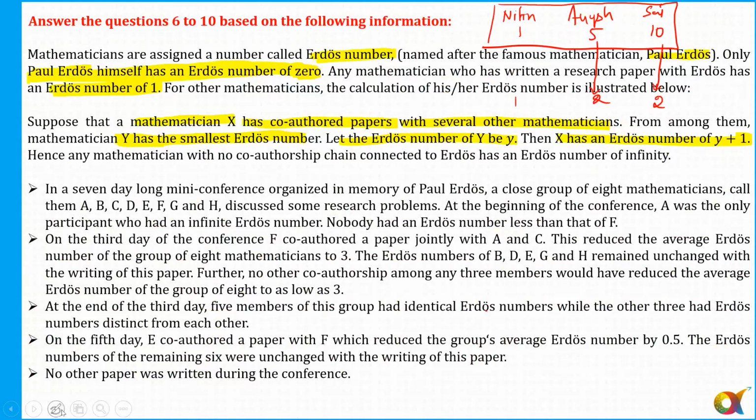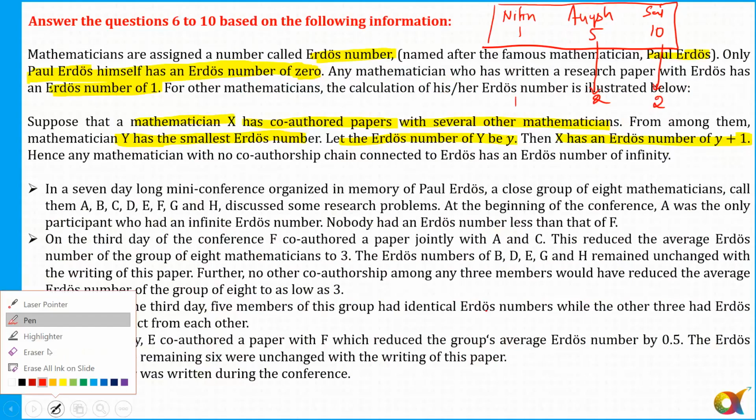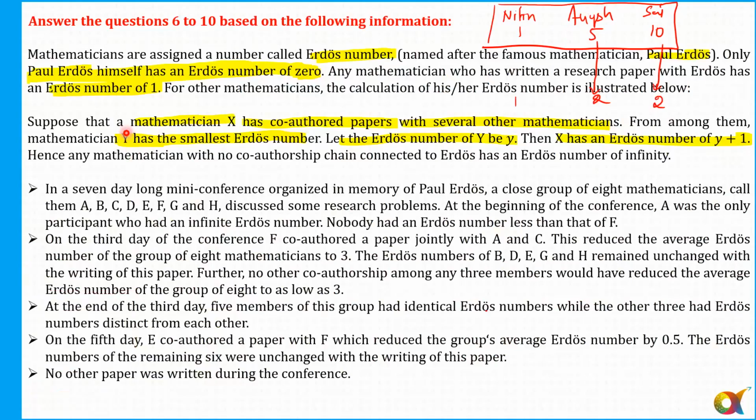Please respond, Sai. Everyone, if you understand this line, then only we can proceed further. A mathematician X has co-authored with several other mathematicians, and from among them, mathematician Y has the smallest Erdos number, let's say the Erdos number of Y is y. Then X has co-authored the paper with Y and Y has the smallest Erdos number, so the Erdos number of X will also become y plus 1. Hence, any mathematician with no co-author chain connected to Erdos has an Erdos number of infinity. If no one is connected to Erdos, then their Erdos number is nothing but infinity initially.